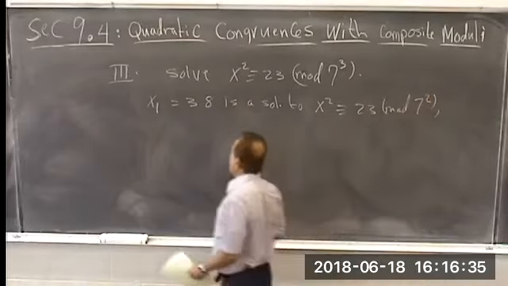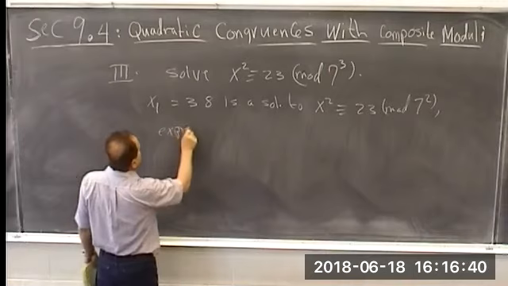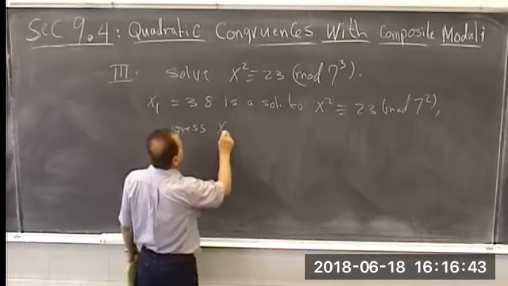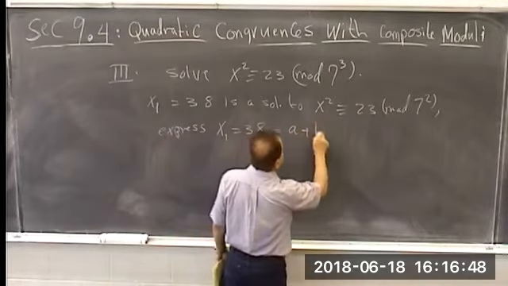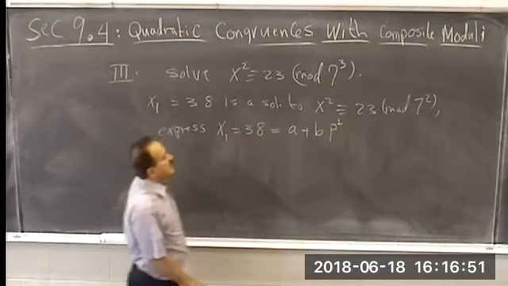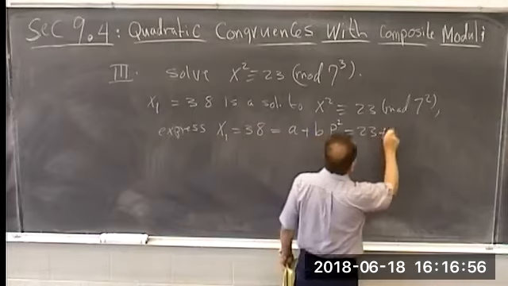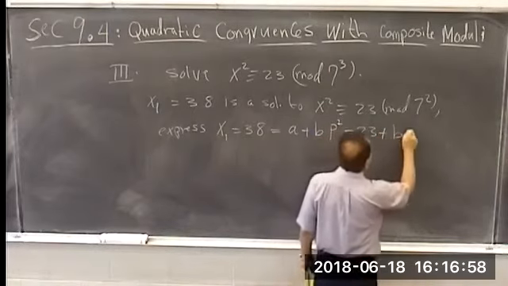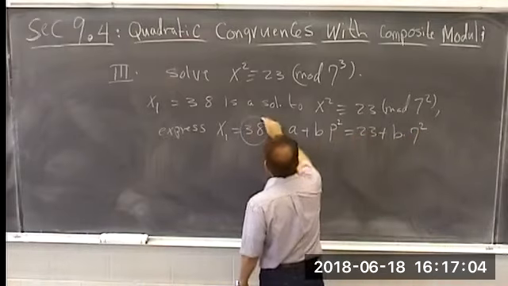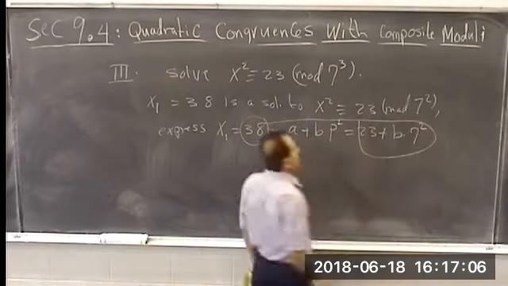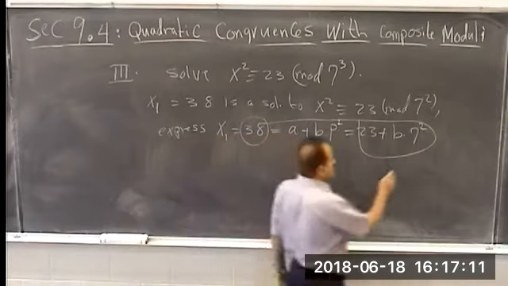So we're going to express this x1, which is 38, squared as a plus b times 7 squared. And in this case, the a is 23. The b we need to determine, and this is 7 squared. So we need to solve basically this equation for b, and when you solve for b, this gives you 29.